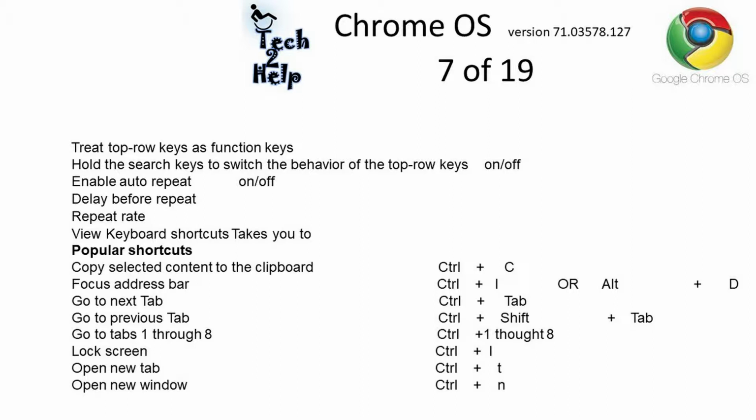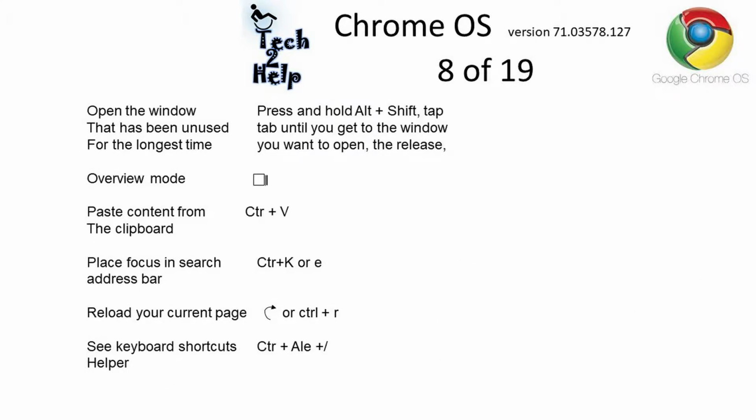Copy selected content to the clipboard: Ctrl+C. Focus address bar: Ctrl+L or Alt+D. Go to next tab: Ctrl+Tab. Go to previous tab: Ctrl+Shift+Tab. Go to tabs 1 through 8: Ctrl+1 through 8. Lock screen: Ctrl+L. Open new tab: Ctrl+T. Open new window: Ctrl+N.